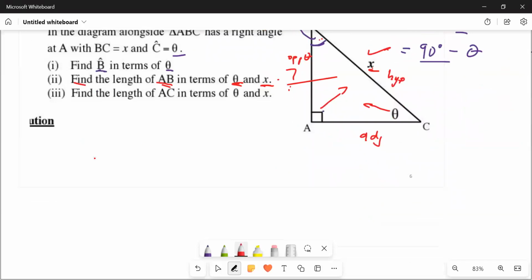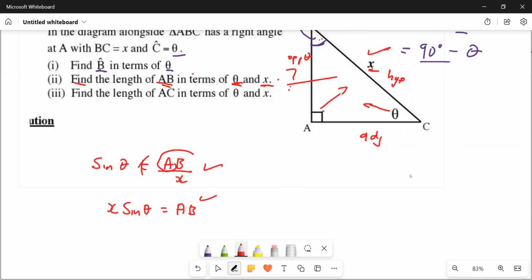The sine. So we're going to say the sine of theta is equal to AP, which is opposite, all over the hypotenuse side. What is the hypotenuse side? It's x. I want AP, so cross multiply. So x sine of theta is going to be equal to AP.